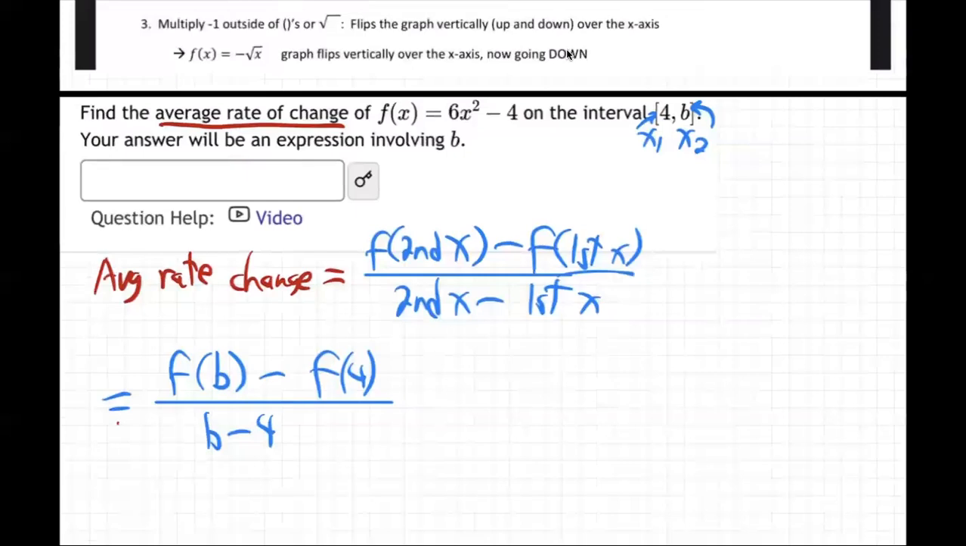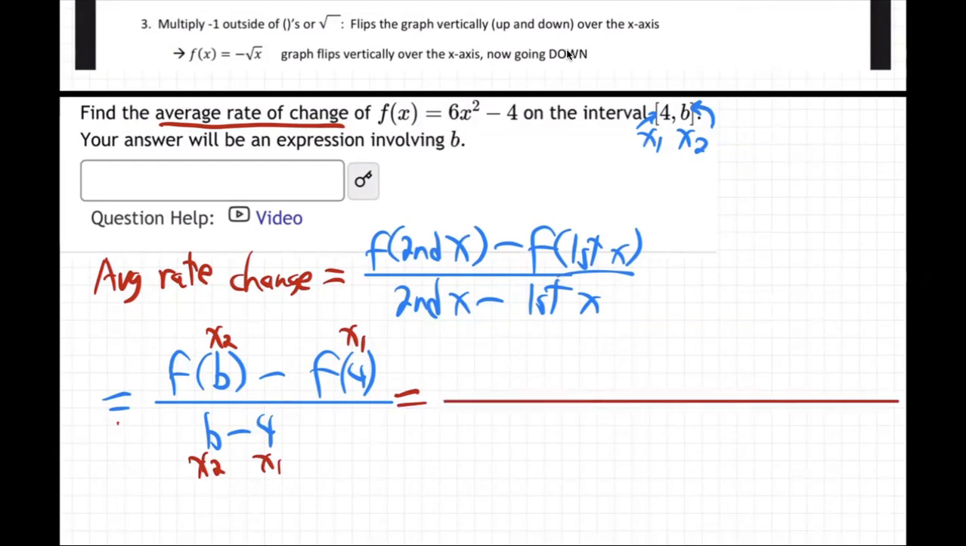That making sense how I got that? Because this is the second x, and this is the first x. So watch out that you keep that order, right? Next, we've got to actually find out what is f of b. Well, that means plug b into the formula, right? So we get 6b squared minus 4.